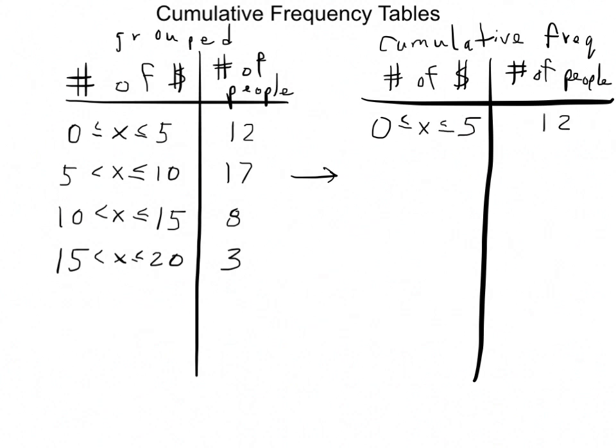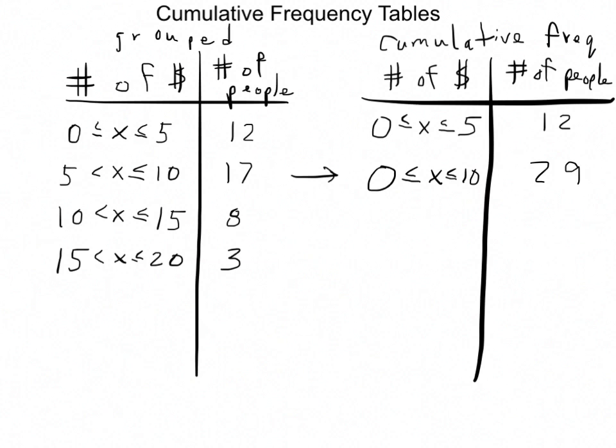But because it's cumulative, I now don't look at disjoint sets. I'm not saying 0 to 5 and 5 to 10. I'm now saying that it's 0 to 5, and then 0 to 10. So between 0 and 5 was 12. Between 0 and 10 is this 12 plus 17 more. So there are 29 people cumulatively that spent between $0 and $10.